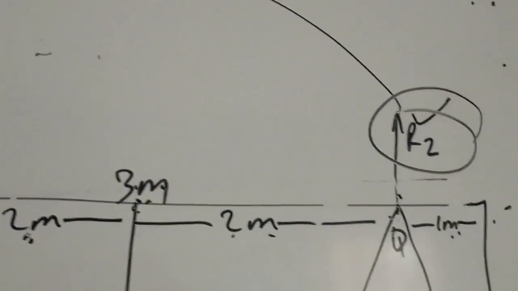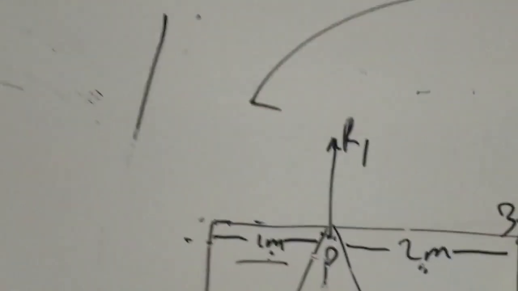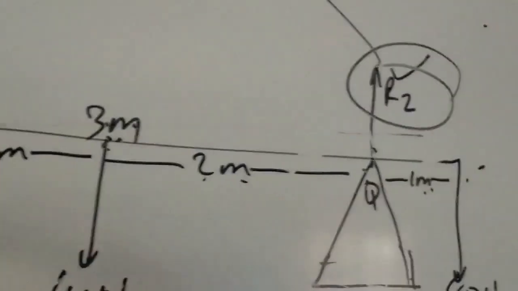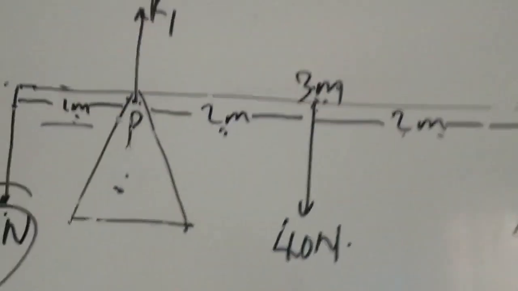Now to find R1, do we need to start taking moment about Q and repeat the process about Q? Yes, it will work for us, but that will be a waste of time.